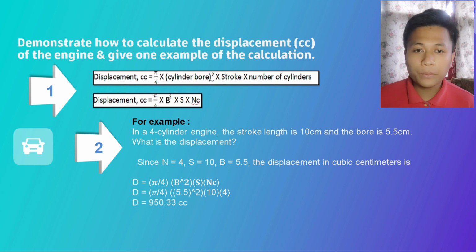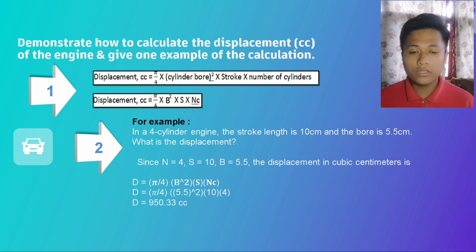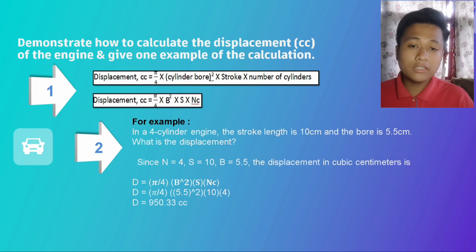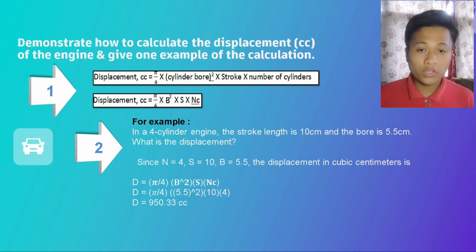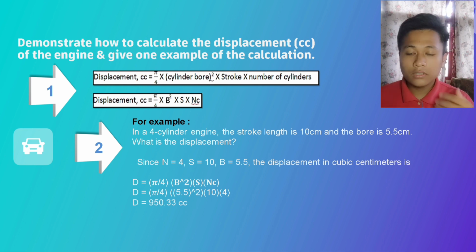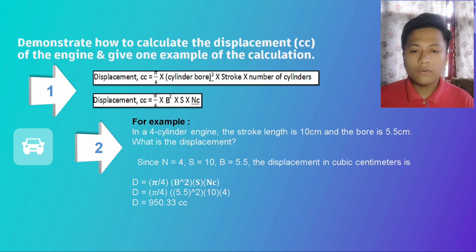So here is my example for this question. For example, in a 4-cylinder engine, the stroke length is 10 cm and the bore is 5.5 cm. What is the displacement? Since N is 4, S is 10, B is 5.5, the displacement in cubic centimeters is 950.23. It's just simple math, if you ask me. Just multiplication. Here is my example.